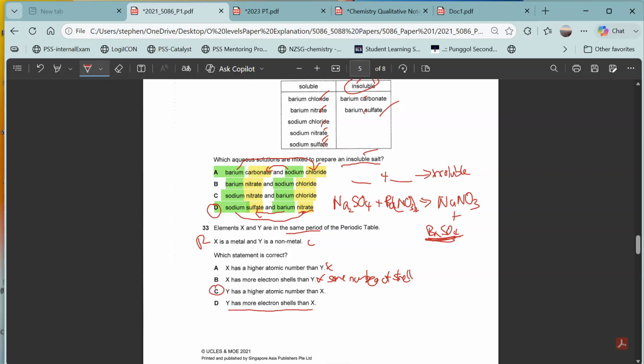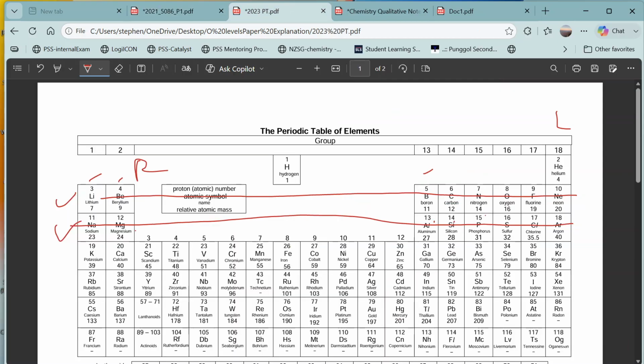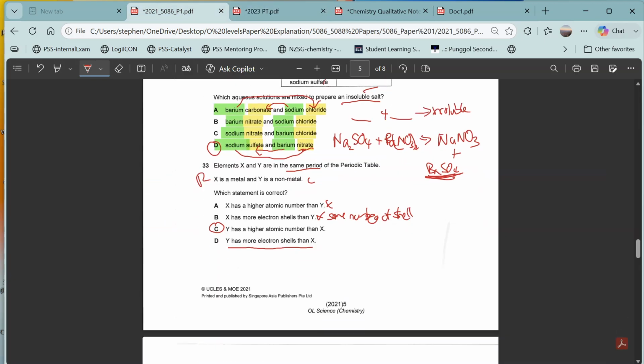Okay, Y has a higher atomic number than X, right? Y means non-metal, right? Anything here must be a higher number than the one on the left-hand side. Oh, this should be the right-hand side. Okay, made a mistake there. Sorry.